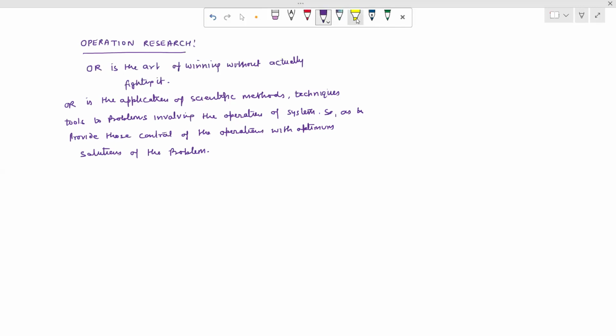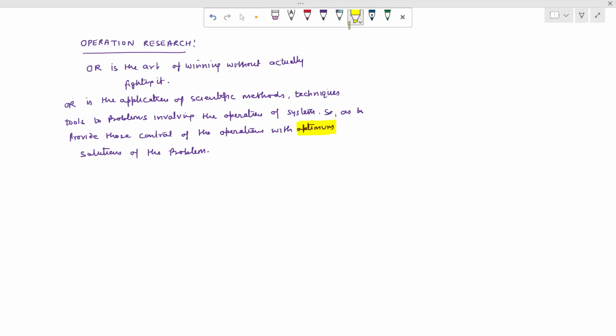Basically, the one word we use here is optimum. When we are using operation research, we need to optimize the resources. When we talk about profit, the profit should be maximum; when we talk about loss, the loss should be minimum. Minimum loss, maximum profit. Our focus in operation research is to optimize the resources, that means with a minimum number of labor, we can get the maximum work.